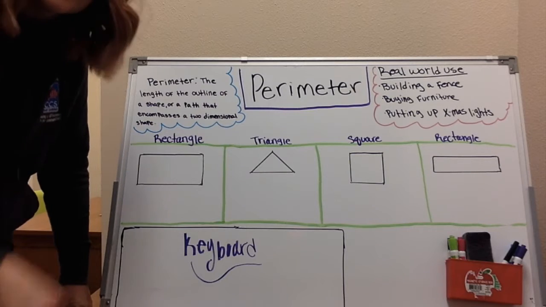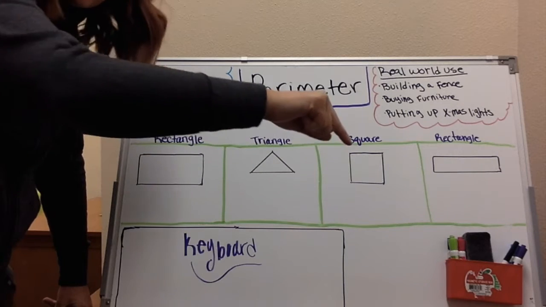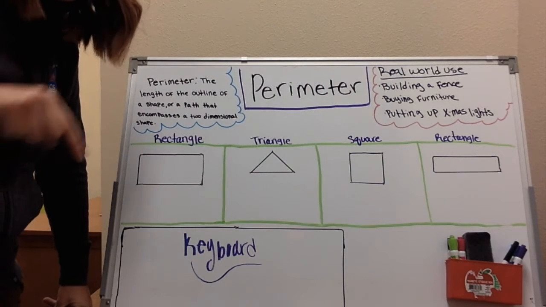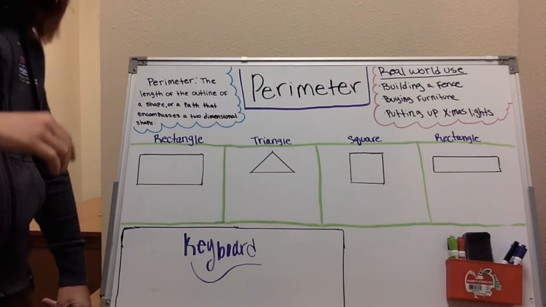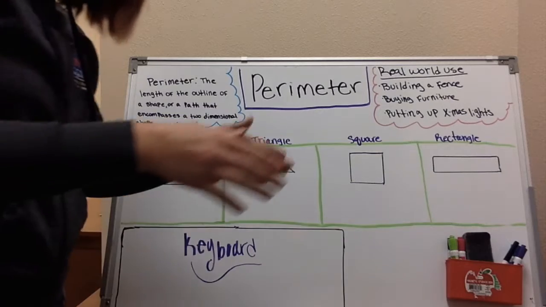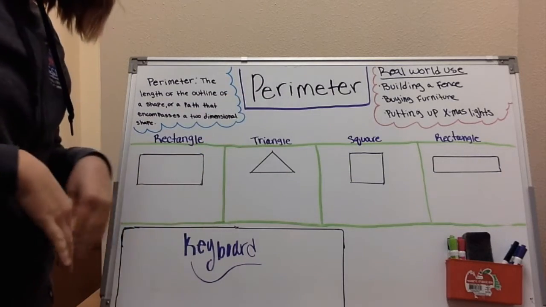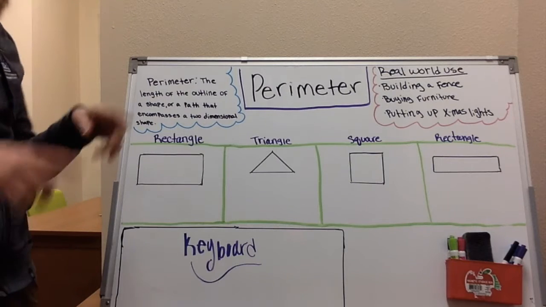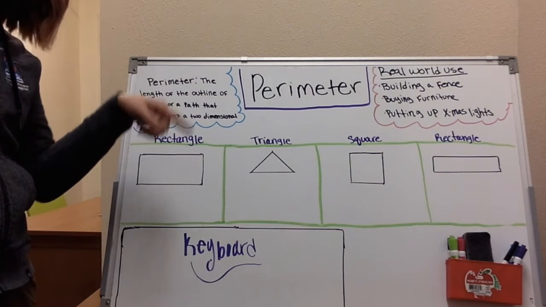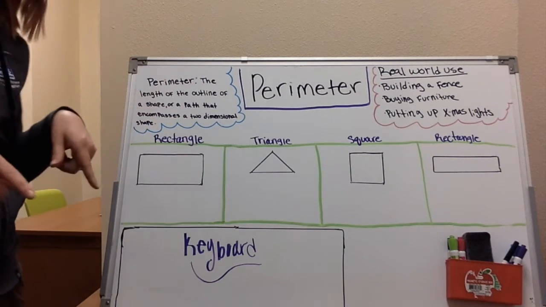Building a fence, you need to know how long each side of your yard is so you can encompass your yard with your fence. You need to know the perimeter of a couch so you know if it fits in a space when buying furniture. And when you're putting up Christmas lights, you need to know the perimeter of the outside of your house so you know if you have enough Christmas lights or not.